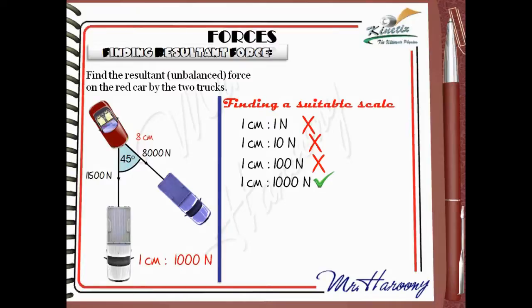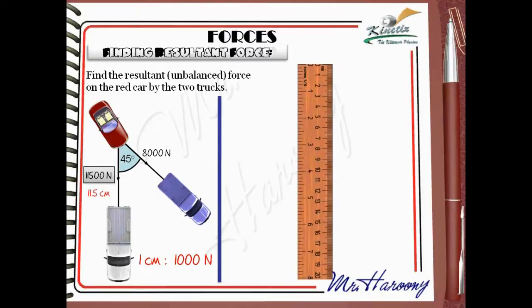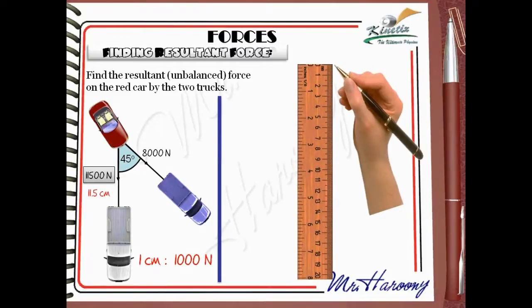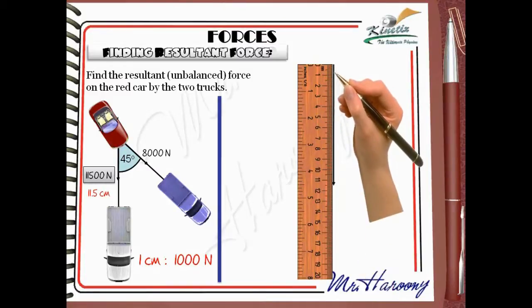Now we need a reference to start our force diagram from. It will be easier to take our starting force, the vertical 11,500 newtons. According to our scale, this is represented by an arrow that is 11.5 centimeters. So get the ruler, and using your sharp pencil, draw a vertical arrow that is 11.5 centimeters long.